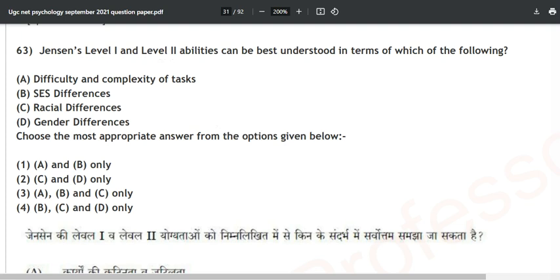And what is included in that can be best understood in terms of the following: difficulty and complexity of task. Is it needing a lower level of intelligence or a higher level? Then the SES differences and the racial differences as well. Gender differences he did not include. So the correct answer is option number 3, A, B, and C only.